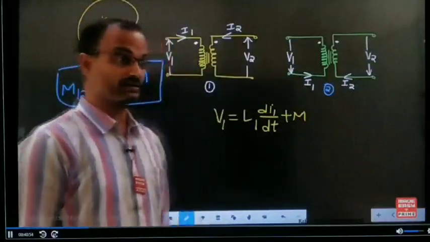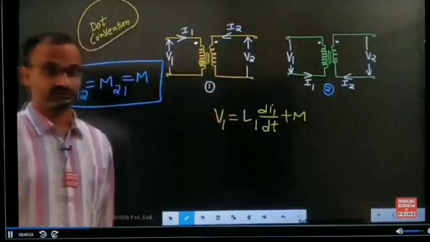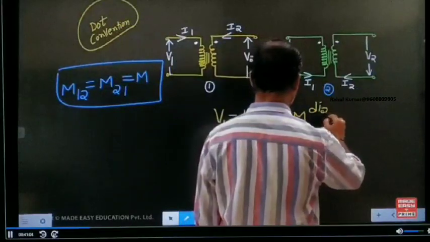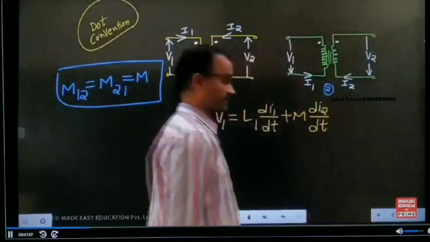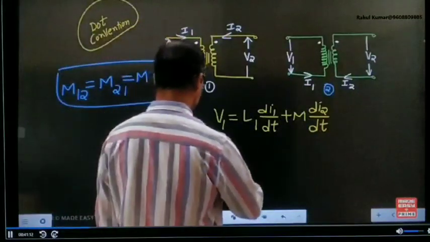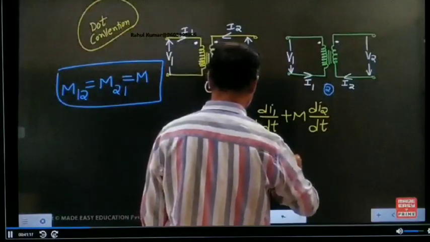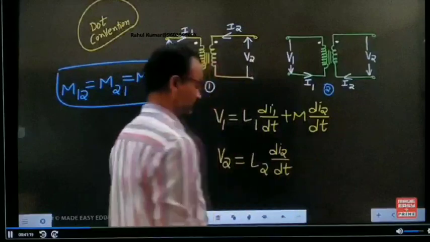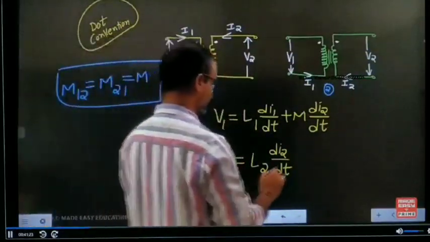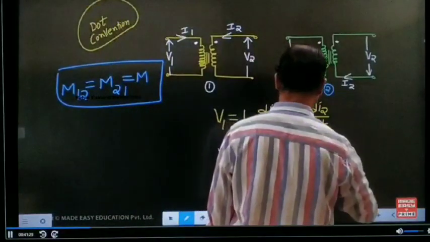In this one, the current of the second inductor produces a mutual voltage in the first one. Coming to V2, whenever the I2 current is circulating, the self-induced EMF is L2 dI2 by dt. Again, the current of the first inductor produces a mutual voltage in the second one.